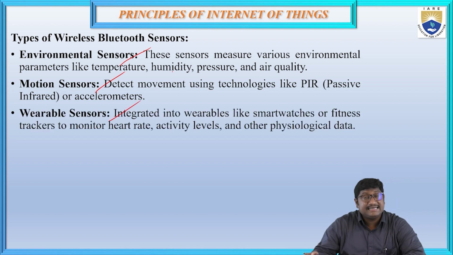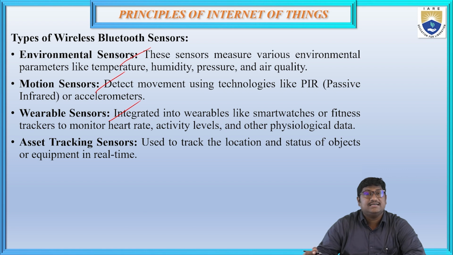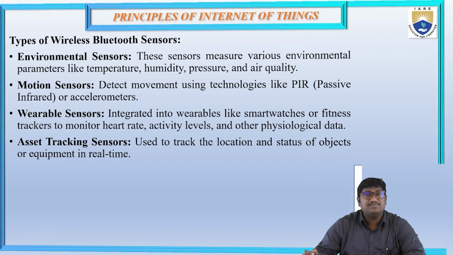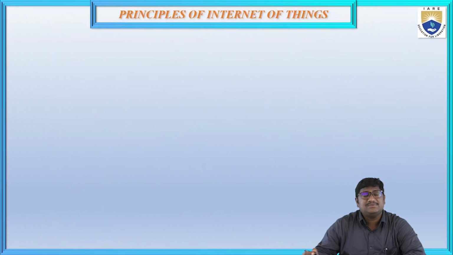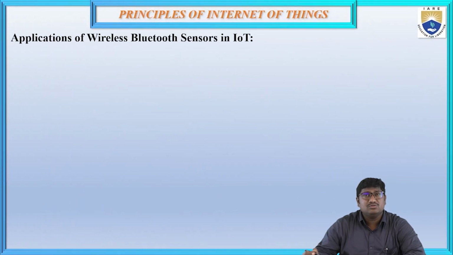Wearable sensors are integrated into wearables like smartwatches and fitness trackers to monitor the heart rate, the activity levels, and other physiological data. Asset tracking sensors are used to track the location and status of objects. We are going to use these types of sensors in our wireless Bluetooth sensors.